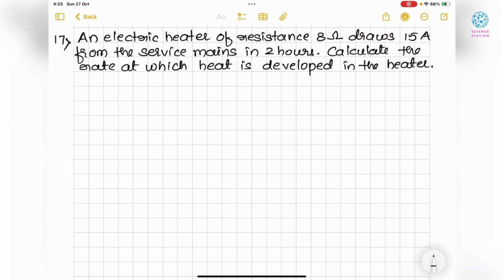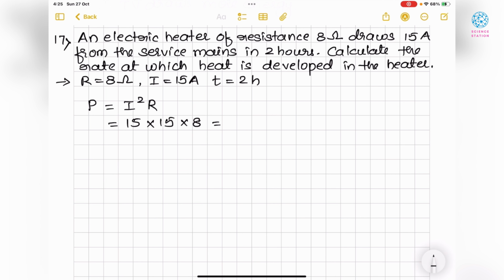Next question says, an electric heater of resistance 8 ohm draws 15 ampere from the service mains in 2 hours. Calculate the rate at which heat is developed in the heater. So here R equal to 8 ohms, I equal to 15 ampere and T equal to 2 hours. So power P equal to I square R. So that is equal to 15 into 15 into 8. So that will be 225 into 8. So that comes as 1800 watt.